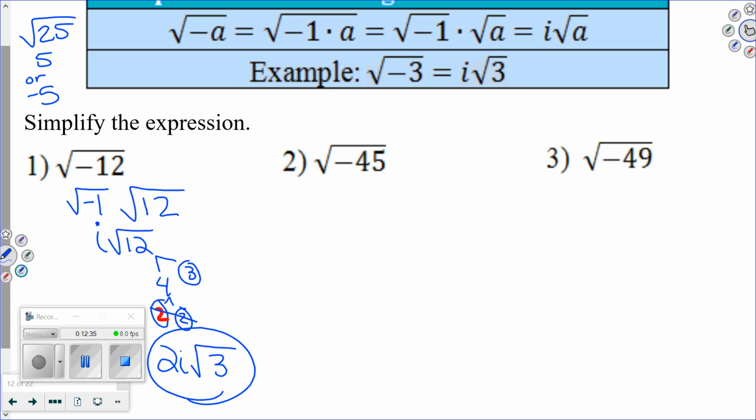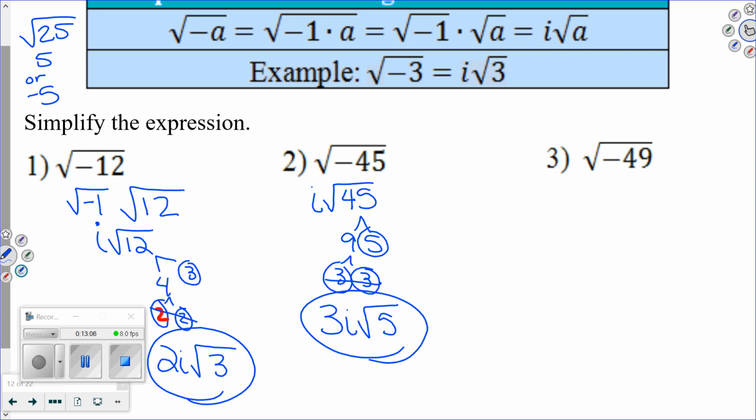Okay, so right away when I look at number 2, I'm like, oh, look, there's a negative there. That's going to be i radical 45, right? I know the negative. I'm going to pull that out. It's going to become an i. And now I'm just going to simplify the 45. I told you, i's are not hard. So 9 and 5, 3 and 3. So what's the answer to number 2? Good. Pair of 3's, I have an i, and I have a leftover 5. 3i radical 5.